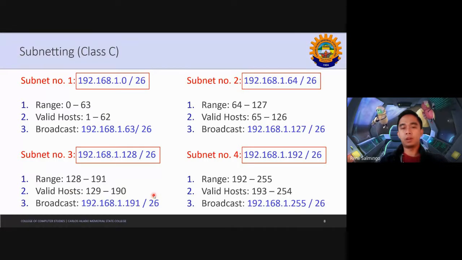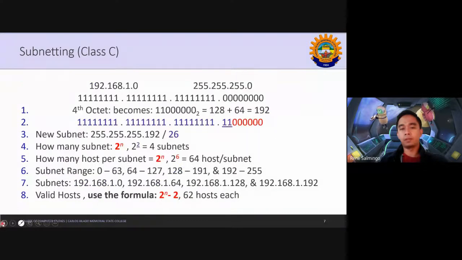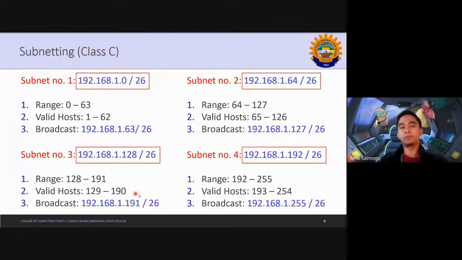That's why we don't count those as part of the usable number of hosts, because we allocate them to your subnet number and your broadcast number. As you can see, we reserve 2 IP addresses, so the usable hosts will be only 62 for each subnet in this example.